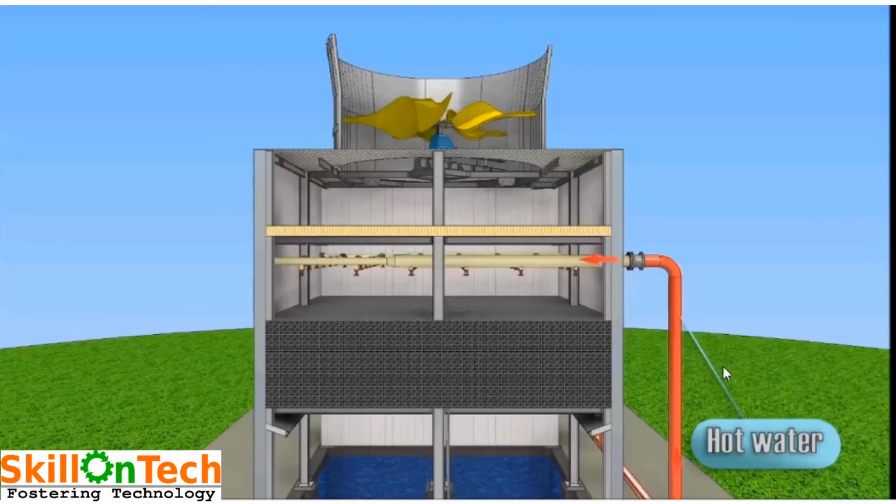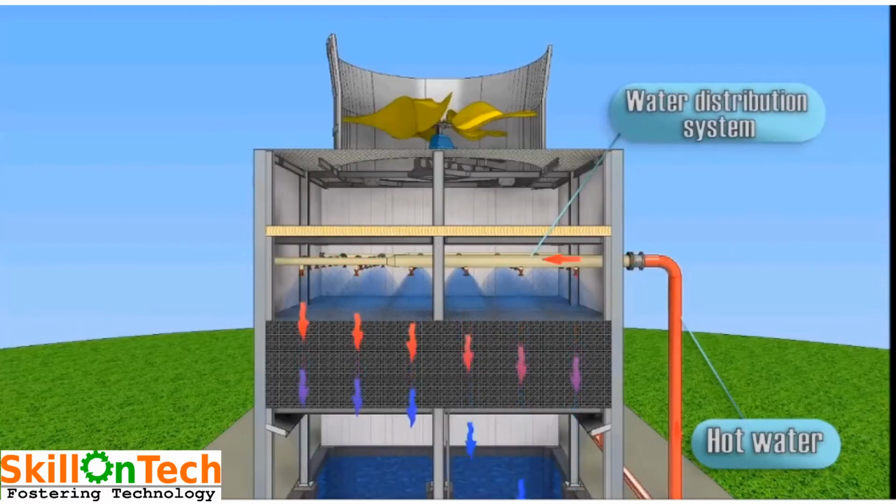Here you can see the hot water from a process plant is coming from this return header. Now you can see the hot water is going through a distribution header, and then from a distribution nozzle it is sprayed over the PVC fills and then falls into the cold basin.